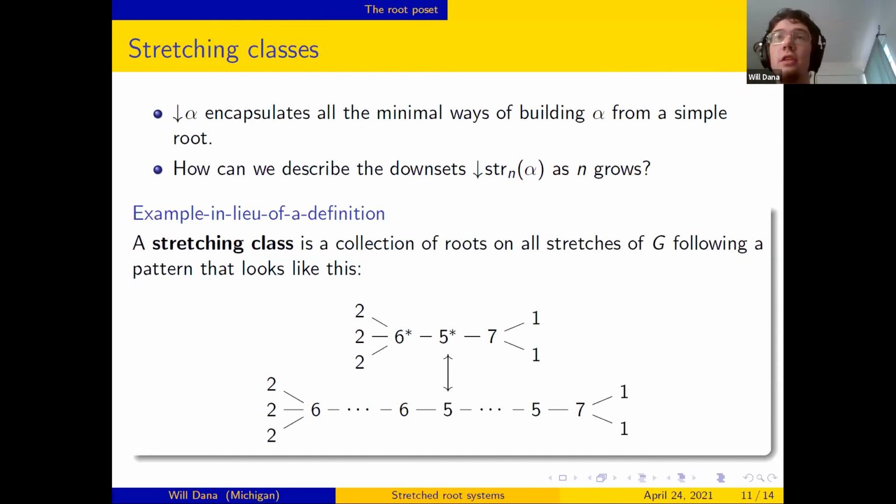So for instance, the notation I'm showing here defines this class of all roots of any stretch factor on which I have on the stretched path some number of 6s, some number of 5s, and then exactly one 7. And then the coefficients off of the stretched path are fixed. So this gives me families of roots that persist through all of the different stretches of the root system, and that allows me to state a theorem which answers this question.